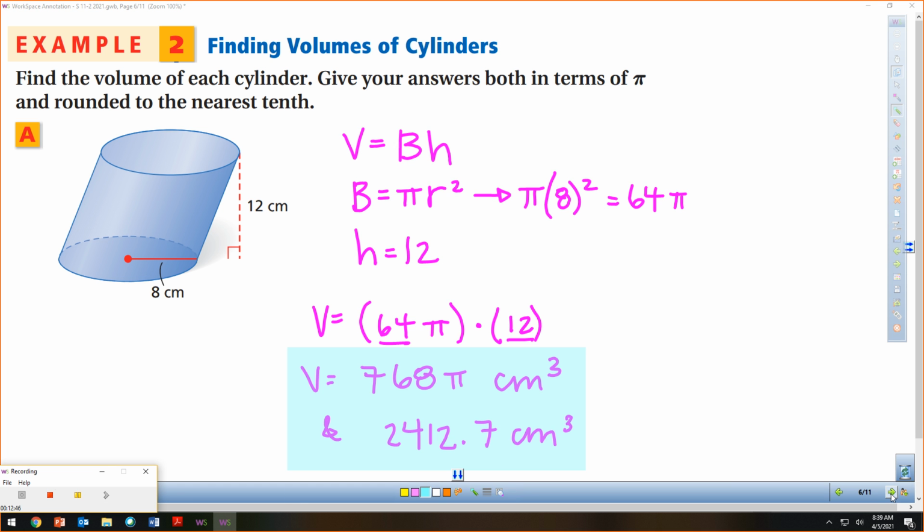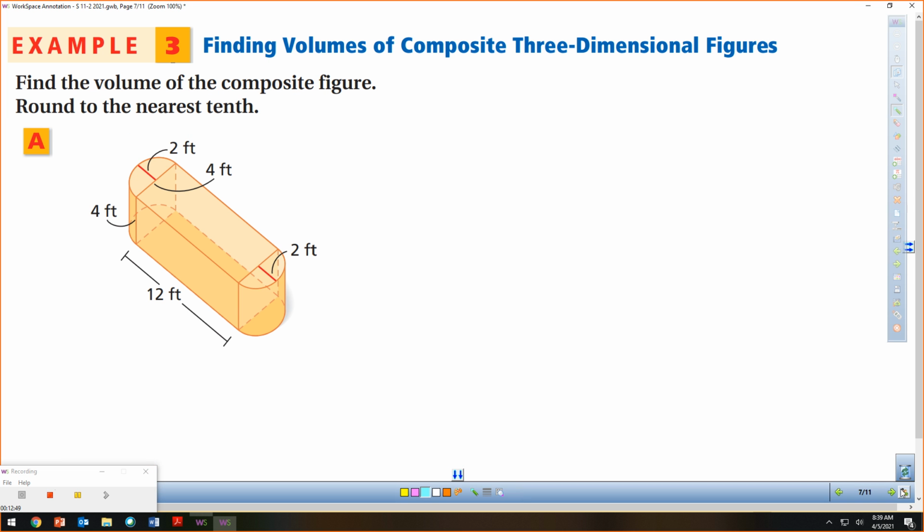All right. Now what we're going to do is a composite figure. Just like when we did composite figures with area, we're going to find the volume of our first figure and add or subtract it to the volume of our second figure. Okay, I'm going to look at this middle one first. How many bases does this middle shape have? Or what would you call that middle figure?